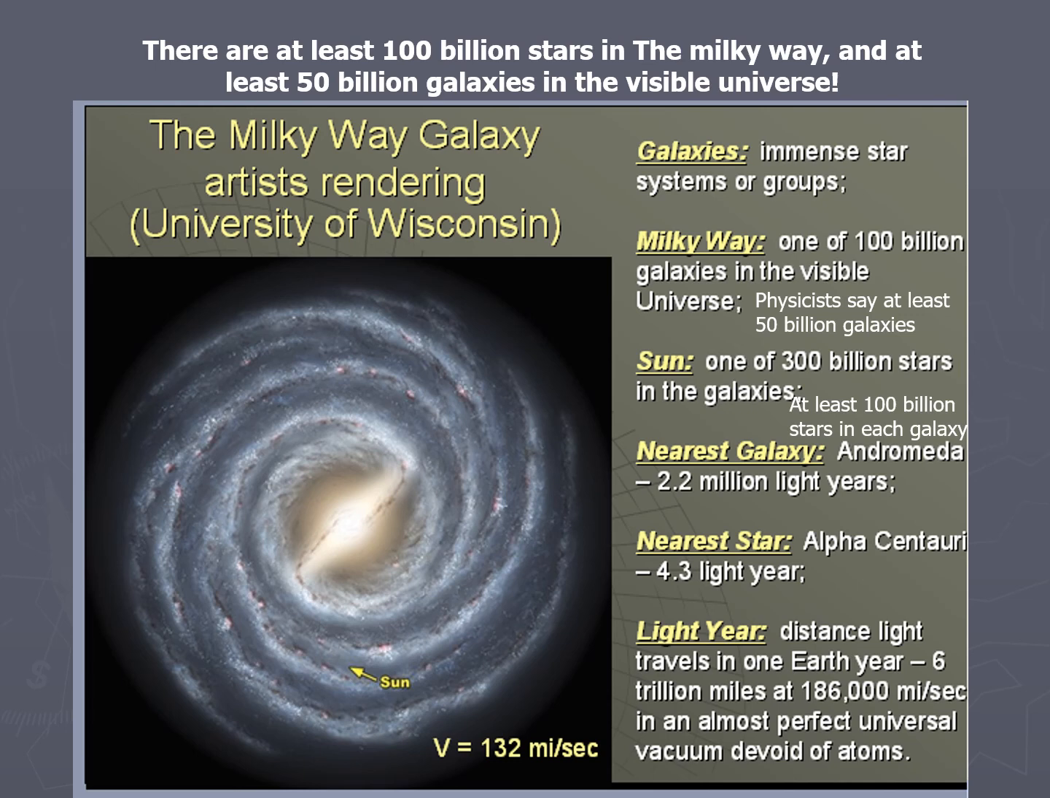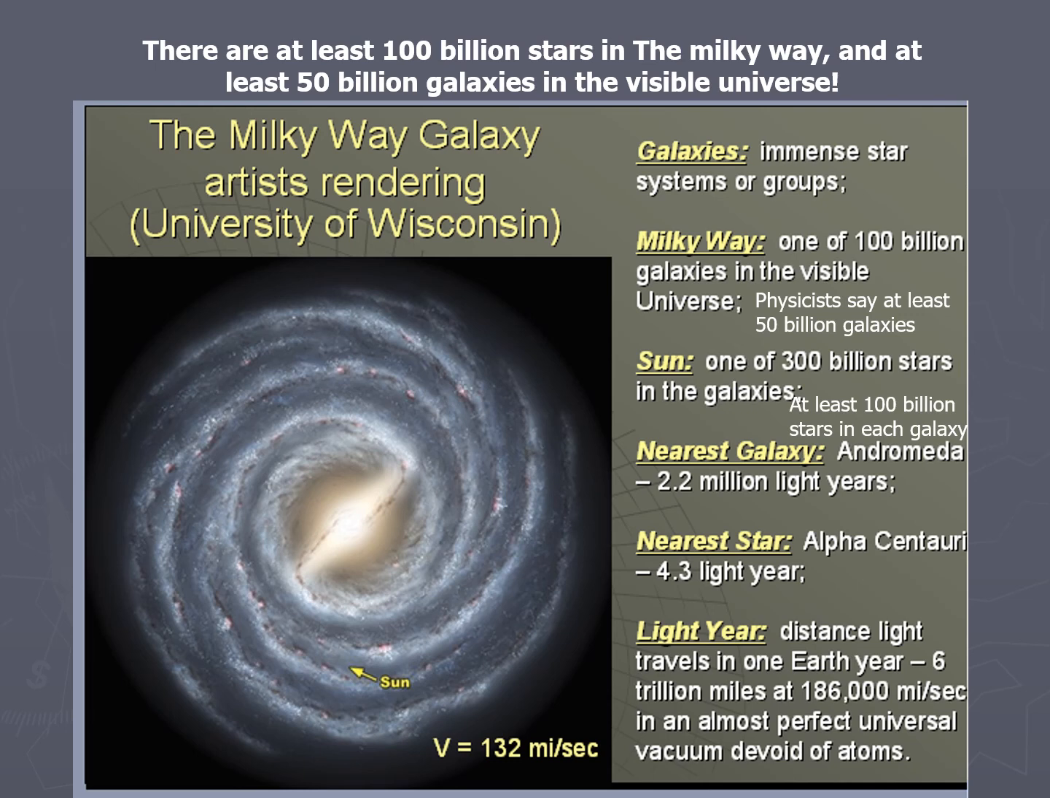Okay, so the Milky Way is one of at least 100 billion galaxies in the visible universe, or the visible universe that we can see so far. And I've added a little something to this slide. I've heard anywhere from 50 to 100 billion galaxies, but actually recently I've heard that there can easily be more than 100 billion galaxies in the visible universe.